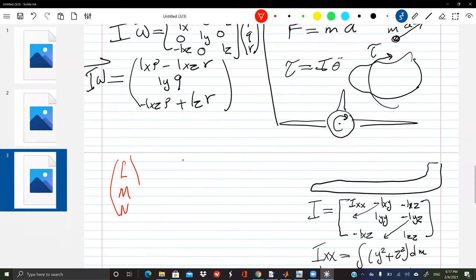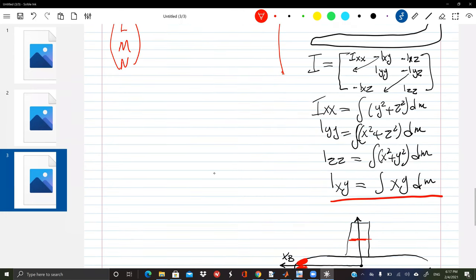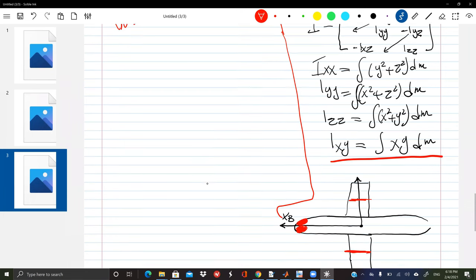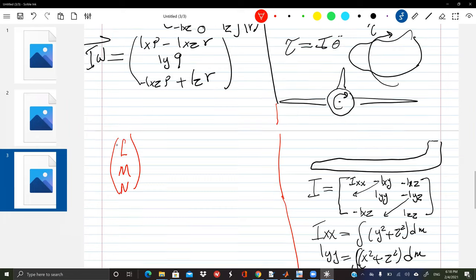LMN. Any idea these moments? When I say moment, there must be implicitly some point, because we cannot compute moment in general. It has to be around a point. Any idea what point we're talking about? Center of gravity. Exactly. Very good. So these moments are about the center of gravity.